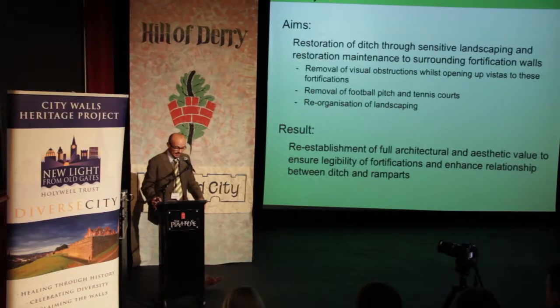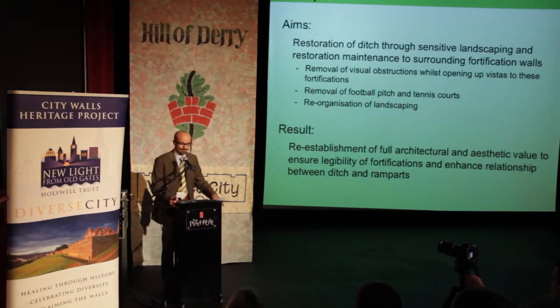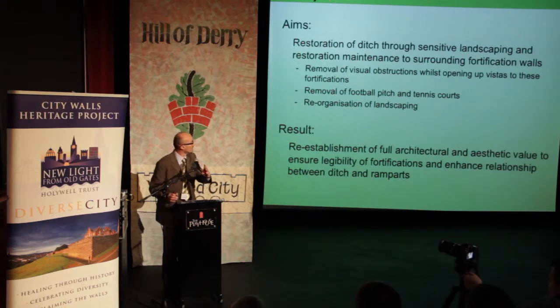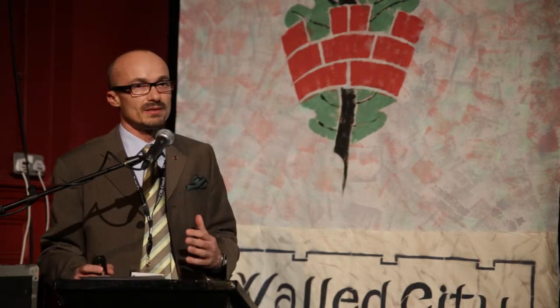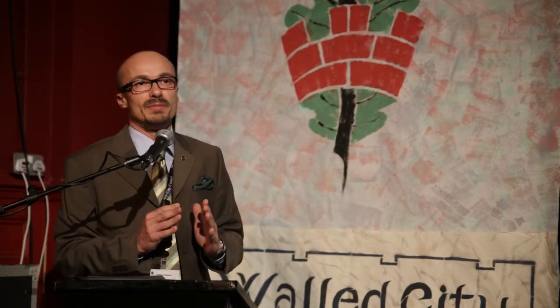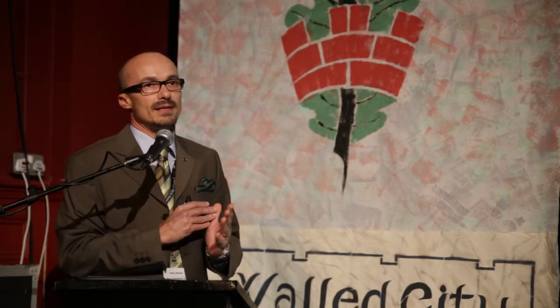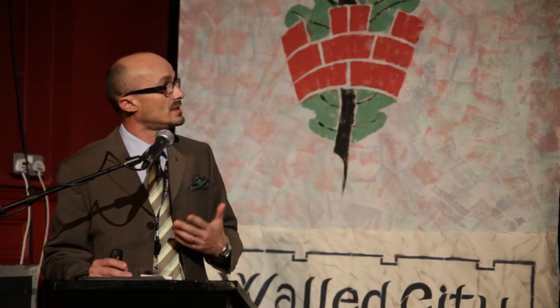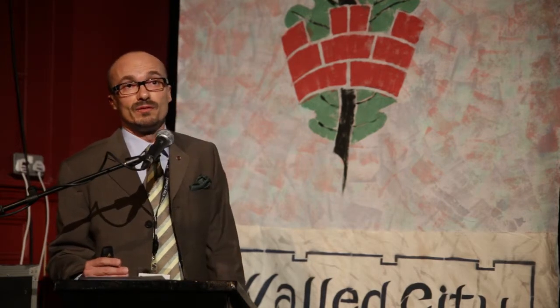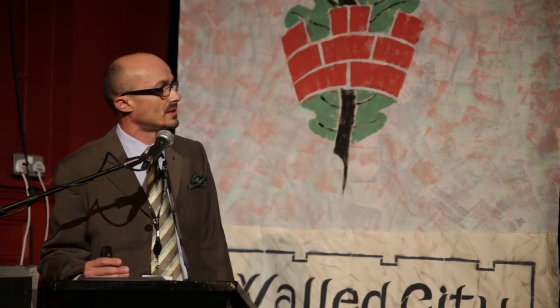The project itself had three main objectives. The first was the removal of the visual obstructions, so that you free up the vista between the walls and the open space to increase the legibility of the walls themselves. Subsequent to that, the pitch and the tennis court had to be removed, and the landscaping reorganized.